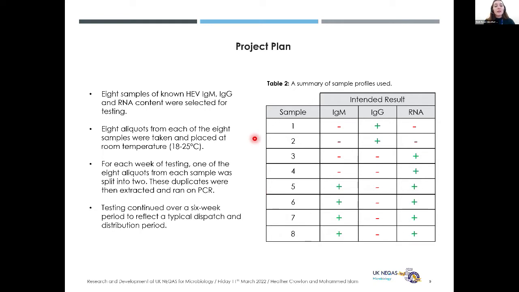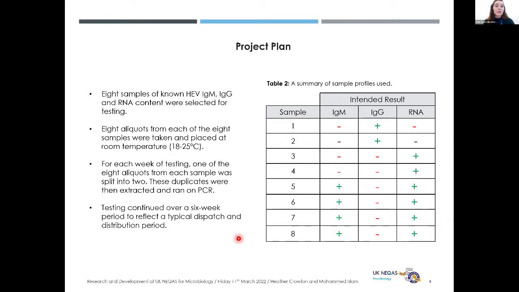And 8 aliquots from each of these 8 samples were taken and placed at room temperature. For each week of testing, one of the 8 aliquots from each sample was split into 2, and these duplicates were extracted and then run on PCR. So testing continued over a 6-week period to reflect a typical dispatch and distribution period.